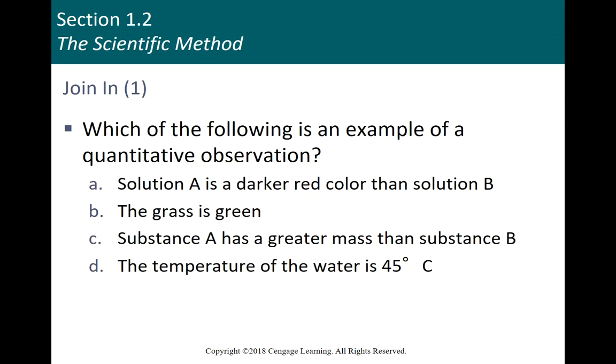The last slide just takes us back to the observation section and the difference between a qualitative and a quantitative observation. Which of the following is an example of a quantitative observation? Quantitative means it has a number and a unit. The only one that has a number and a unit is answer choice D. Note that C says substance A has a greater mass than substance B, indicating there's a number involved, but it does not specifically give a number.